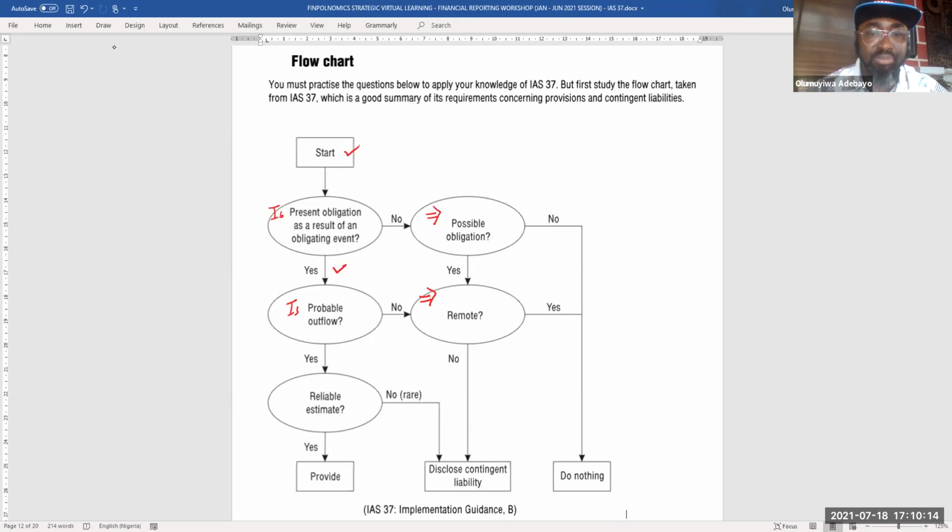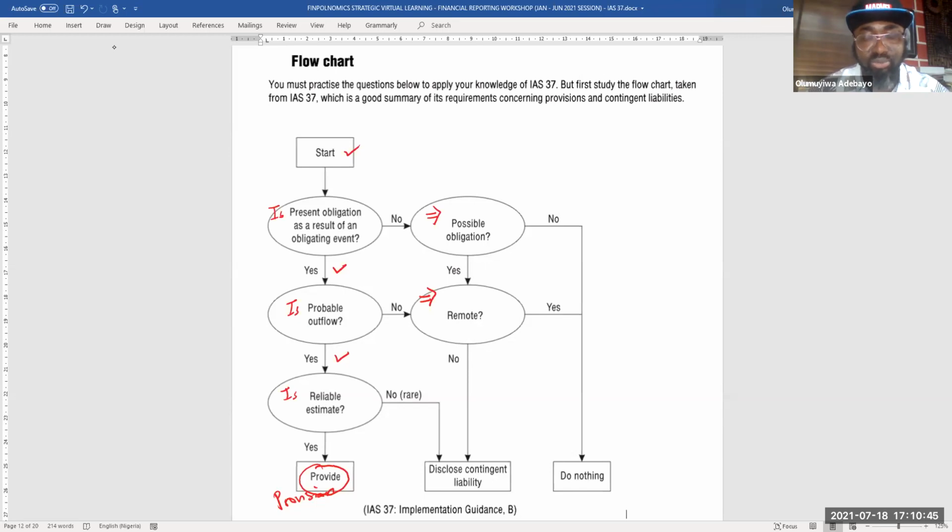But if it is probable, therefore, you say yes. I will now ask ourselves another question: is it reliable that we can estimate the amount of that obligation? If it is yes, therefore you make a provision. You make what? Provision. Because it has satisfied all the three conditions associated with a liability.